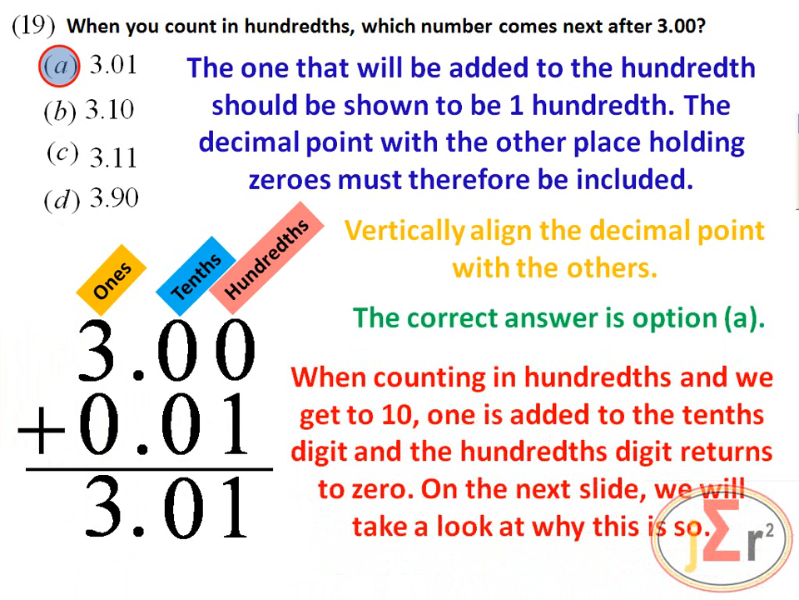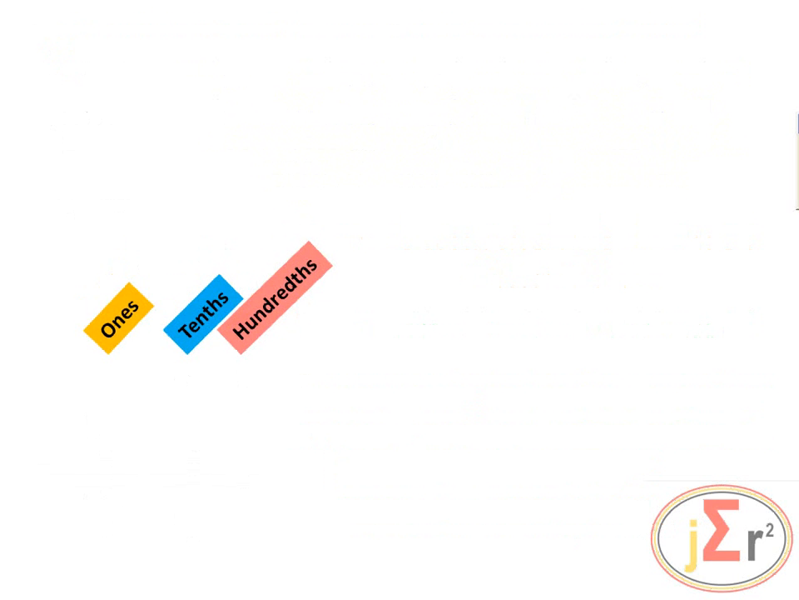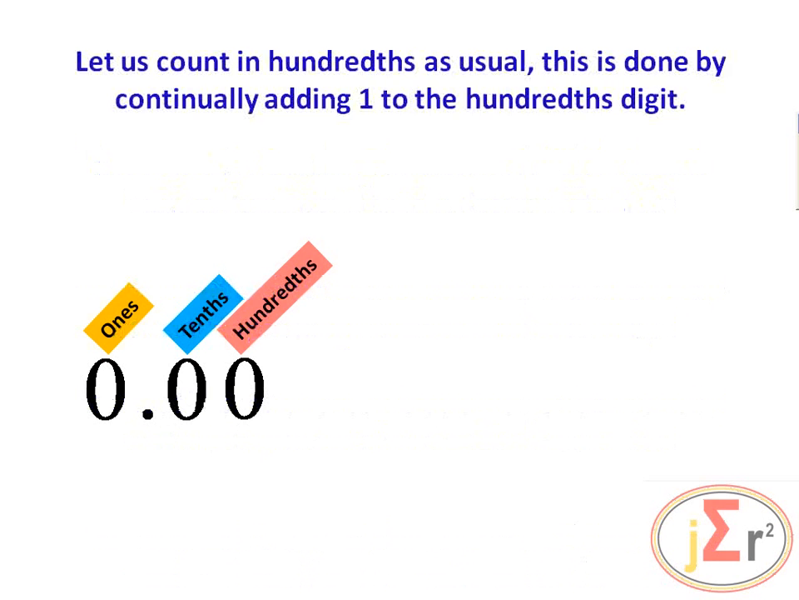When counting in hundredths and we get to 10, 1 is added to the tenths digit, and the hundredths digit returns to 0. On the next slide, we will take a look at why this is so. Remember that, let us say that the hundredths digit is at 9. When we increase it by 1, what will happen? It will go to 10 hundredths. And 10 hundredths will make 1/10, because the place value to the left is always 10 times the present place value. And by so doing, the hundredths digit will return to 0.